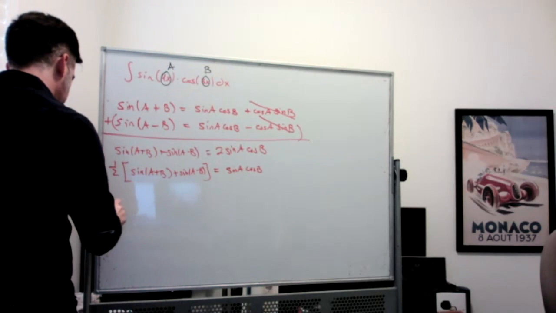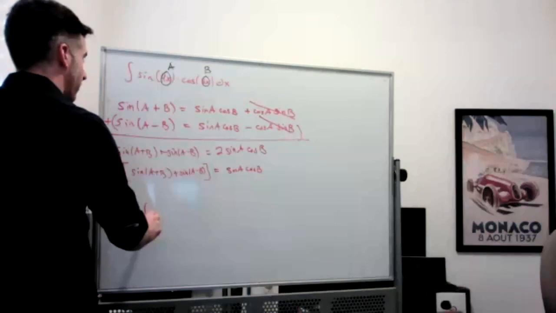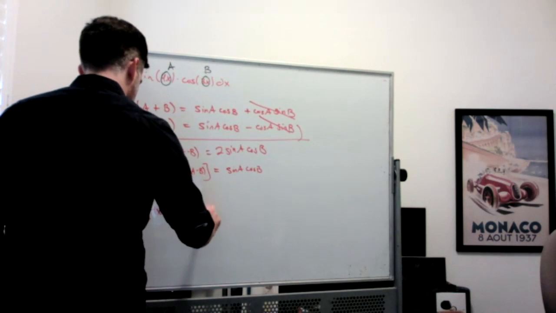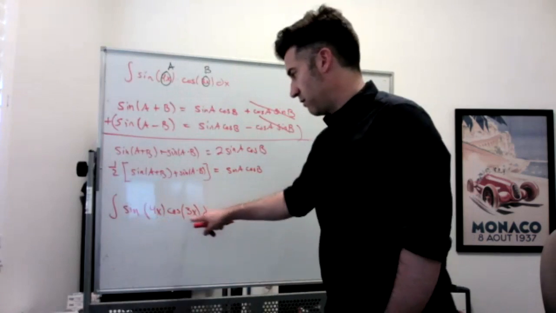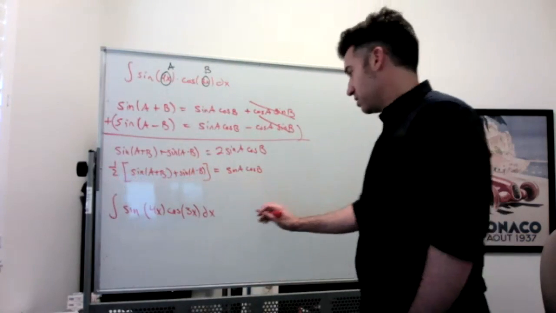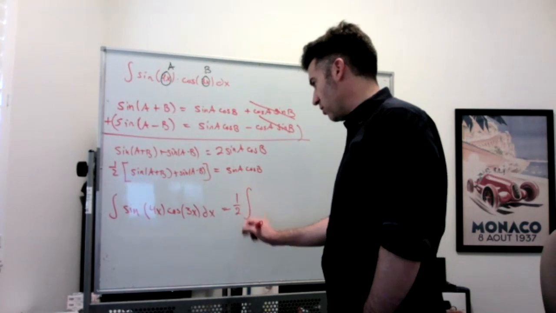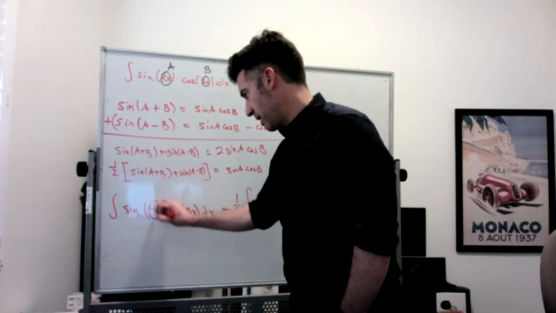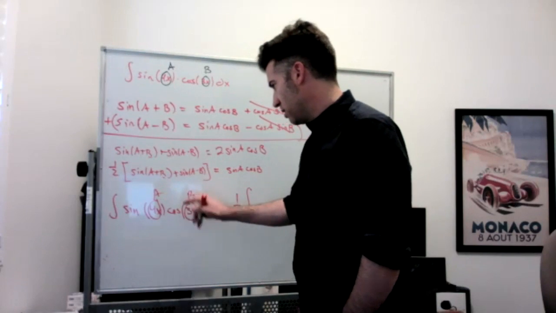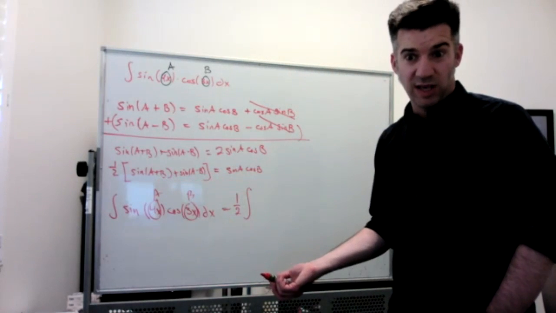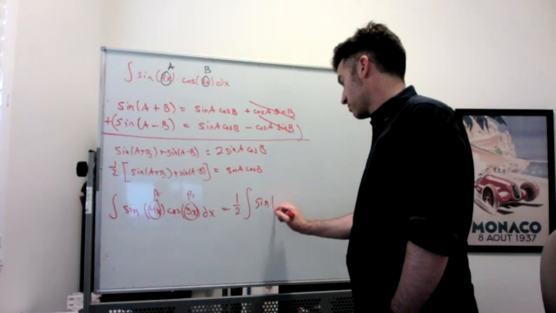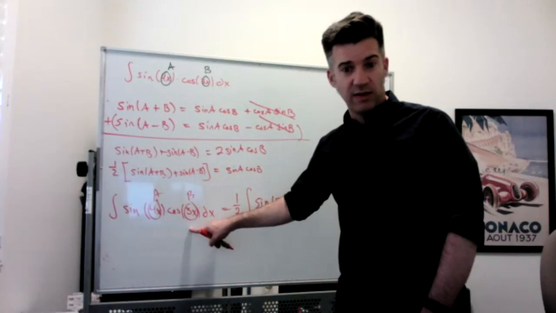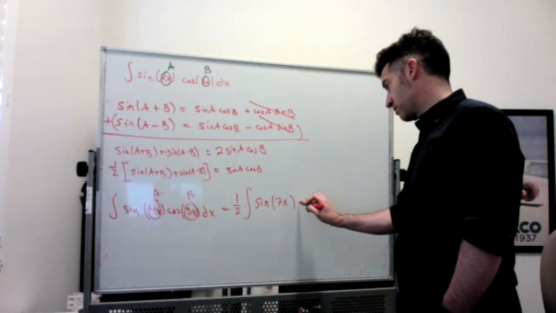So the integral of sine of a times cosine of b, well, sine of a times cosine of b is equal to this. So it's going to be 1/2 the integral of sine of a plus b. Again, that's my a, that's my b. So a plus b is going to be 4x plus 3x, which is 7x. And then plus sine of a minus b. So a minus b is 4x minus 3x, which is just sine of x.